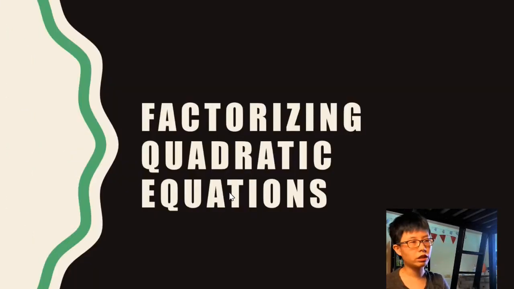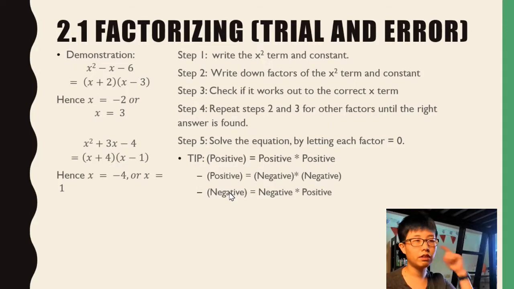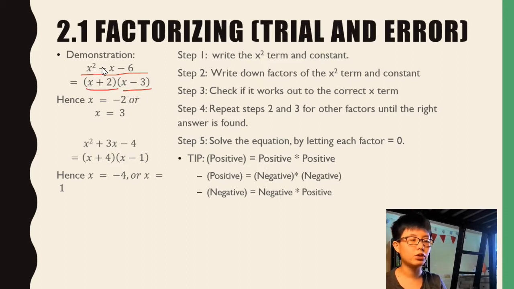Okay, so factorizing quadratic equations. The first way of factorizing is basically by trial and error. When we are factorizing, we're thinking about factors that, after you multiply them, we will get this equation. So for example, x squared minus x minus 6, what are the 2 factors that will produce this when you multiply them? So our answer is this and this. What it means is that if you multiply this, you're going to get x squared minus x minus 6. But we're trying to work backwards and find out how we get to this.